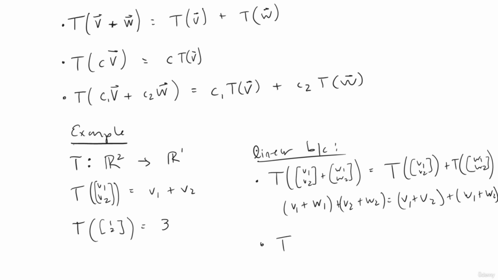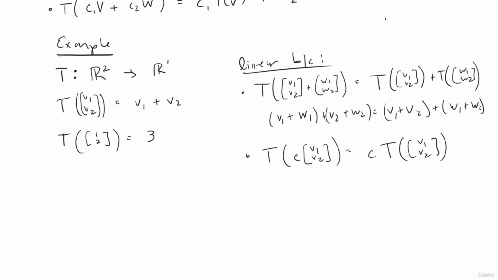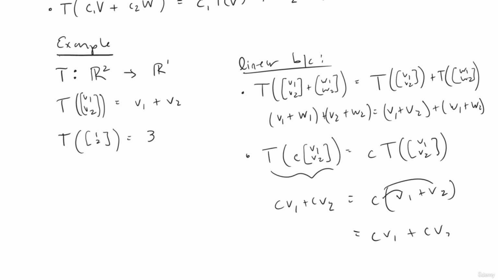And then the second rule, we have that the transformation of C times a vector v1, v2 is going to be equal to C times the transformation of v1, v2. Let me write this a little bit neater. And that makes sense because we know we're just adding up the components. We're going to first multiply each one by C and then add it up. And this side right here is just going to be C times v1 plus C times v2, and this side right here is going to be C times v1 plus v2. Since we can distribute through the constant, we're left with C times v1 plus C times v2. And both those sides are the same.